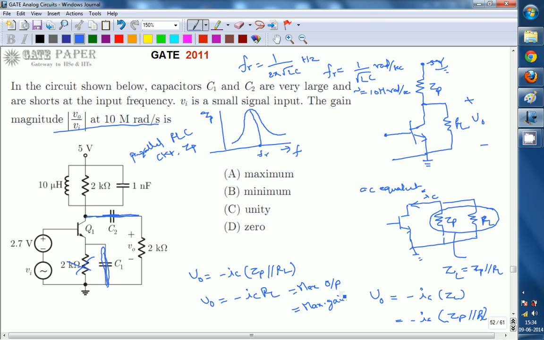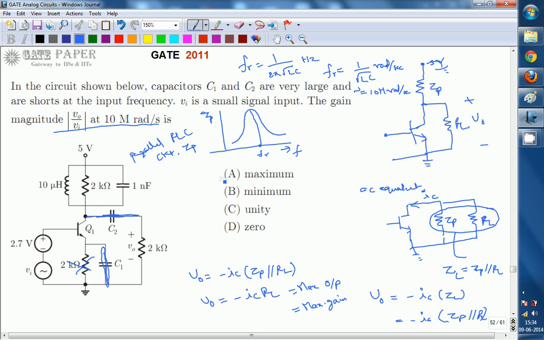A parallel resonant circuit has maximum impedance only at one particular frequency, and at all other frequencies the impedance is very small. Whenever the impedance is very small, assume it as 0, and by that time the output will be 0. Only when ZP is maximum will you get the output voltage. So whenever you get maximum output voltage, that implies maximum gain for the given signal. So the gain magnitude is going to be maximum at the given 10 megaradians per second.